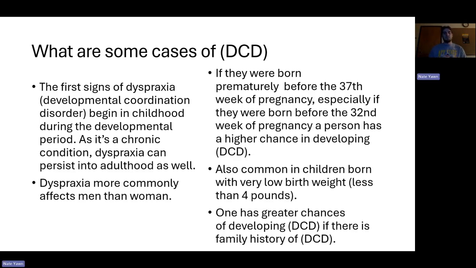If you were born prematurely, before the 37th week of pregnancy, and especially before the 32nd week of pregnancy, a person has a higher chance of developing DCD or dyspraxia. Low birth weight is associated with having DCD, and you have a greater chance of developing DCD if you have a family history. The first signs of dyspraxia or DCD begin in childhood during the developmental period, as it is a chronic condition. Dyspraxia persists into adulthood as well. Dyspraxia is more commonly found in men than in women.